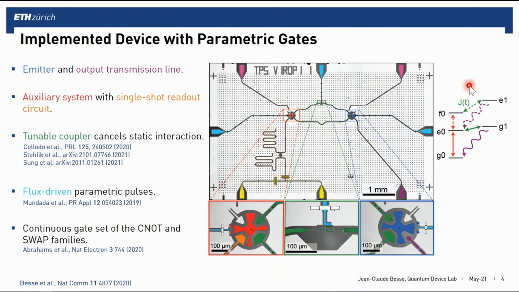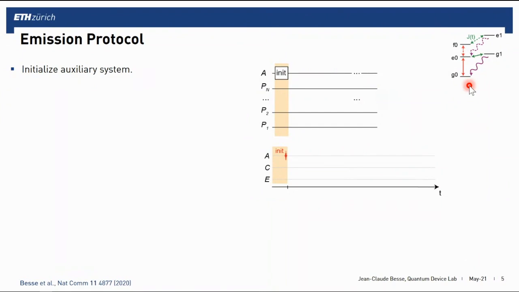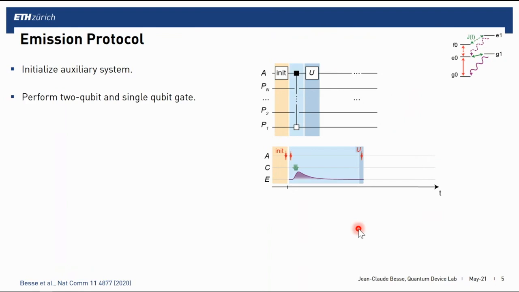Let's look now in detail at the protocol that we actually run in the lab. I'm showing you on the top an abstract gate diagram, and at the bottom a to-scale pulse diagram of what we apply. We always start by initializing our system, and then we run a repeat of two-qubit gates that generate a photonic time bin, and single-qubit gates on the auxiliary system that then prepare it for the next time bin.